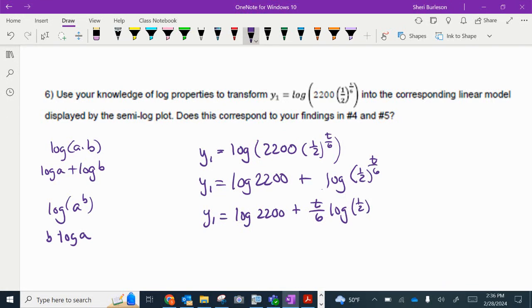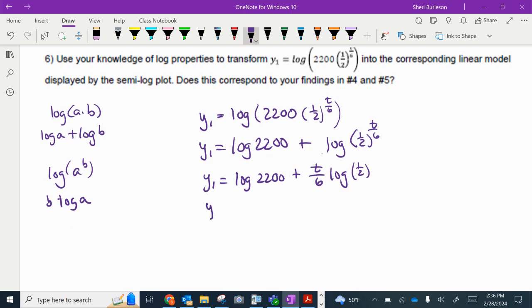Do you agree that 6 is a number? Do you agree that log of 1/2 is a number? So doesn't this look like t is multiplied by a number? So I'm going to rewrite this so that it looks like slope-intercept form. Log of 2200 plus log of 1/2 over 6 times t. Do you see that? Can't I take the number and divide by the number, and that's going to get me another number out in front of t? Does this look like a slope? And does this look like a y-intercept?